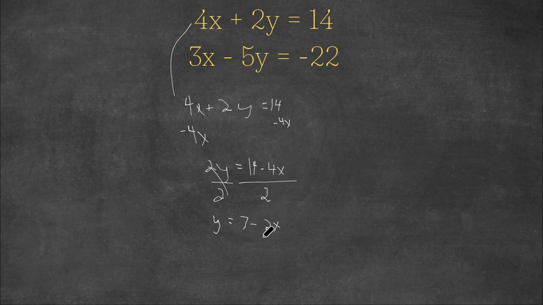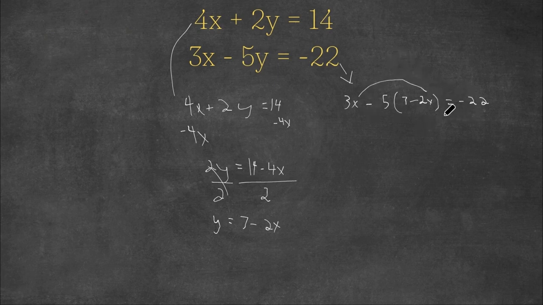So now that we know y equals 7 minus 2x, what we're going to do is we're going to plug in y in the second equation. It can't be in the first one, it has to be in the second one. So if we plug in this value of y in this equation, we get 3x minus 5 times 7 minus 2x equals negative 22. And now, as you can see, we only have one variable. We only have x, one variable.